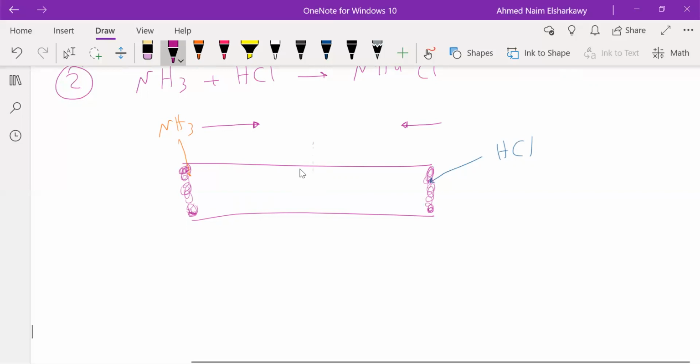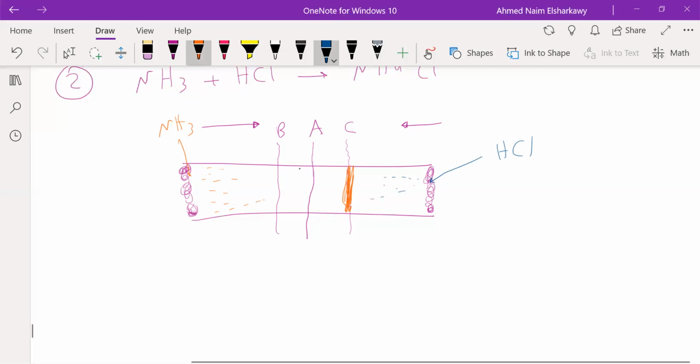Will it form in the middle? Let's say this is the middle of the tube. Will it form here in A? Will it form in B? Will it form in C? Where will it be formed? The answer: it will form here in C. Why is that? Why, if both of them are diffusing, right? This particle is moving, and the other particles are also moving. Why is it not formed in the middle?